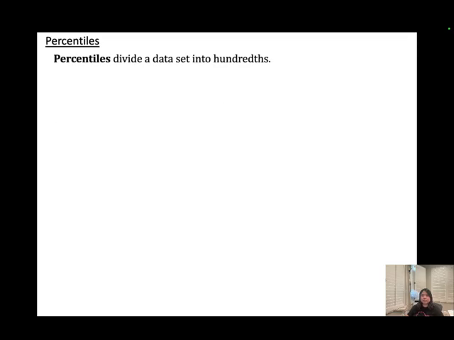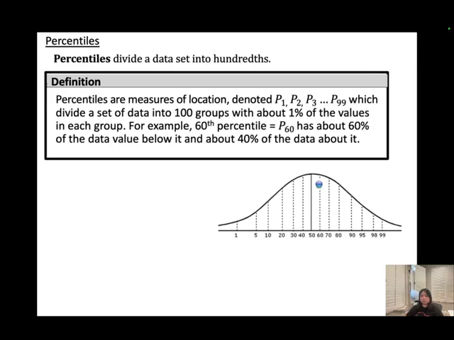Percentiles divide a data set into 100 parts. So just look at this picture. I cut it equally into 100 parts here. Each part is about 1%. So this one here we call P1. Okay, so 1% in here. This is 5, so this is P5, and it's about 5% including from here.